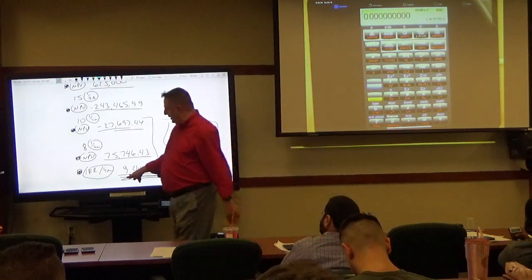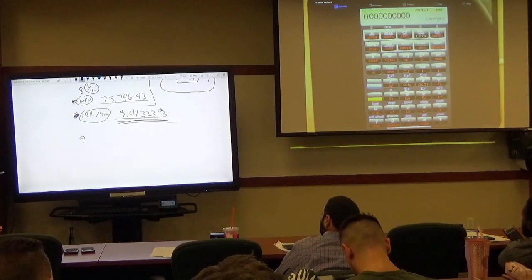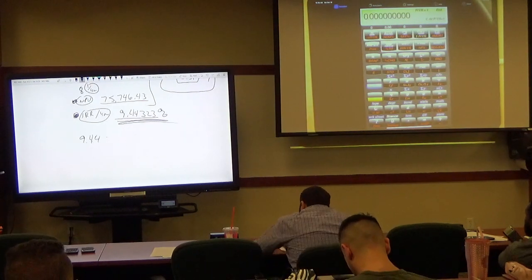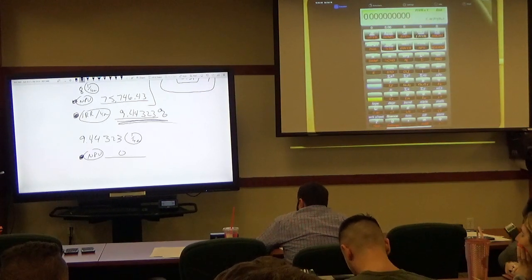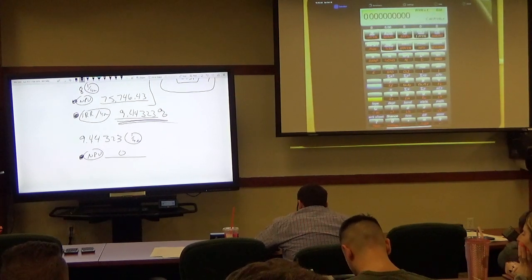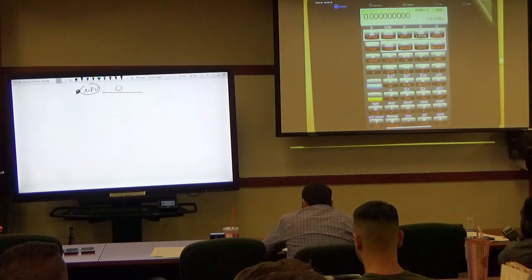So if you were to put in 9.4323 as your interest rate, and then solve for net present value, you should get pretty darn close to 0. Because it's simply saying your outflows are matching your inflows with respect to that 9.4% rate of return. Does that make sense? Yes. Okay, all right. Moving forward.